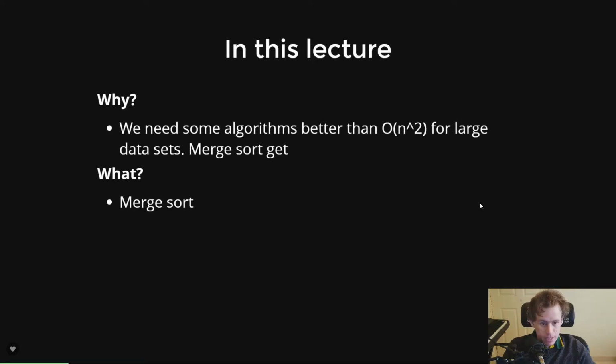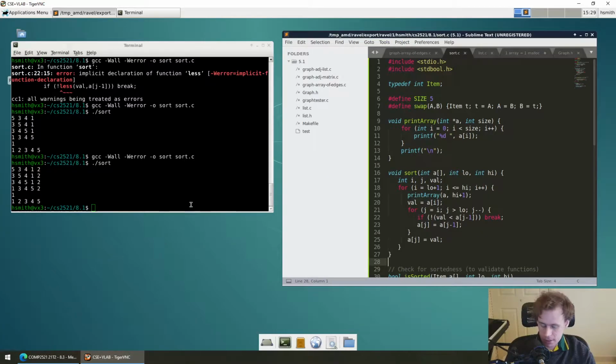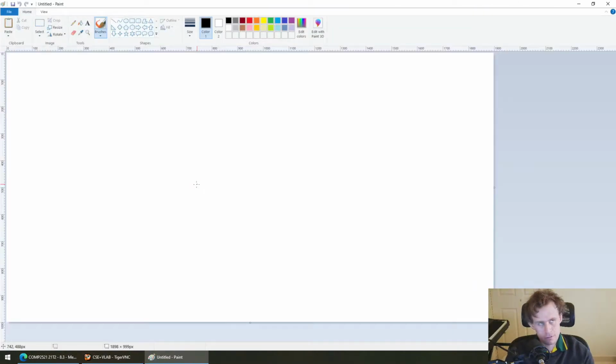Because we need some algorithms to be better than O(n squared). Merge sort gets that for us. Merge sort gets us O(n log n) time. And that's really good because you think, oh, n squared, that's not too bad.